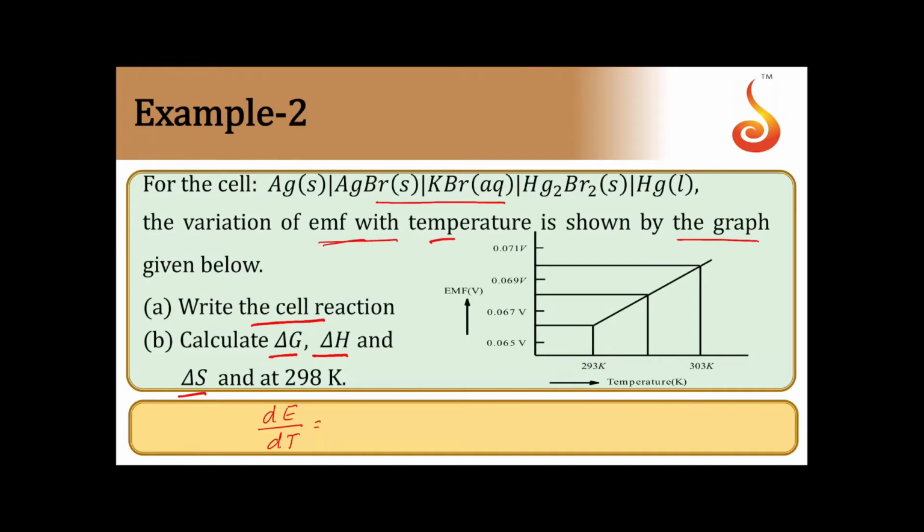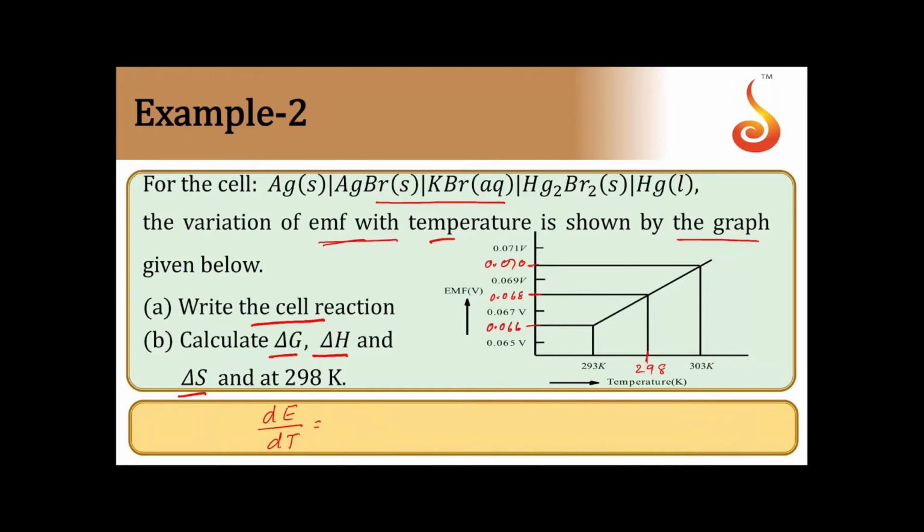Let us see the graphical value. So we will take this temperature here as 298, in between the values. This value we will take as 0.066. That is the E value at 298 Kelvin, here we can take this value as 0.068, and this value at 303 Kelvin can be taken as 0.070. So these are the values of potentials at various temperatures.